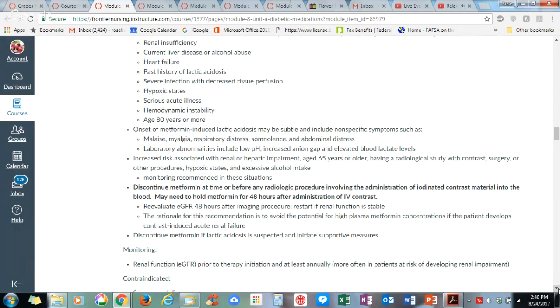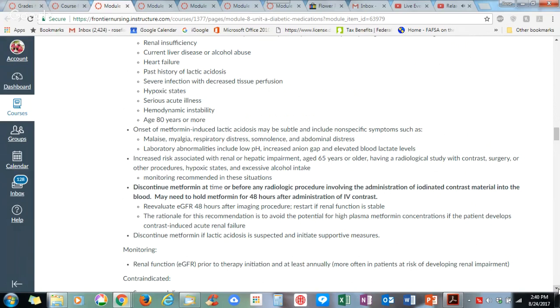Increased risk associated with renal or hepatic impairment, age 65 years or older, having a radiological study with contrast, surgery, or other procedures, hypoxic states, and excessive alcohol intake. Monitoring is recommended in these situations.